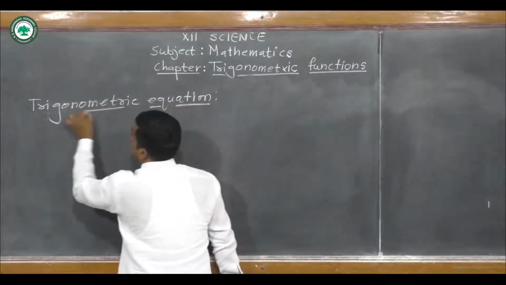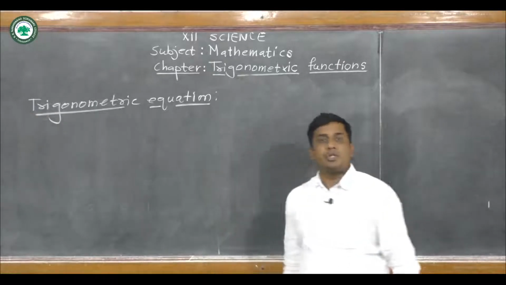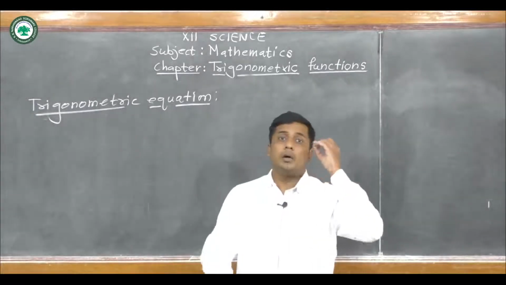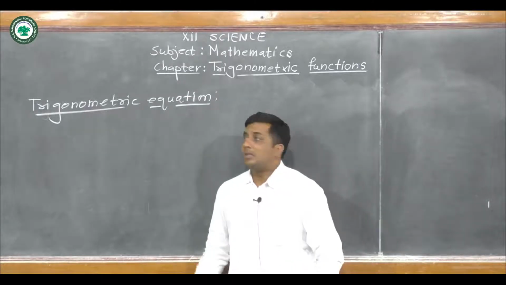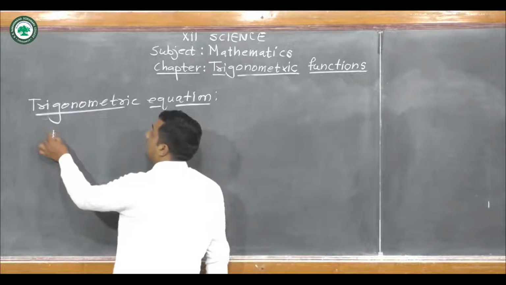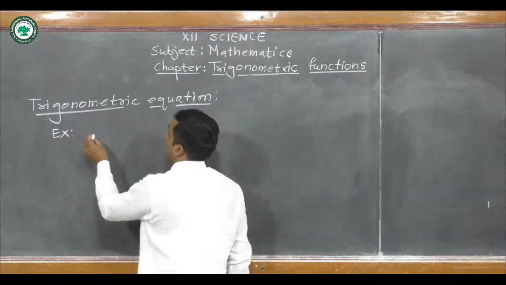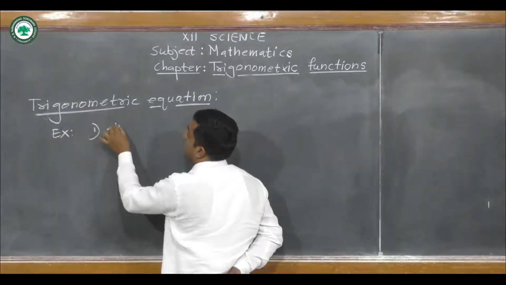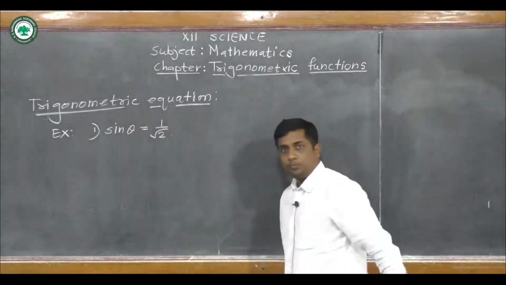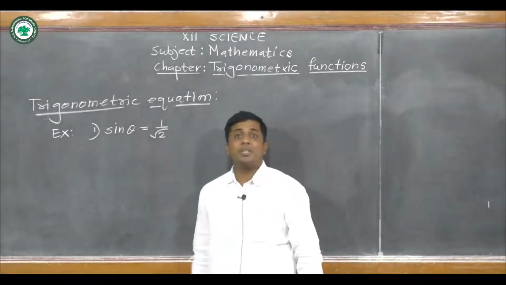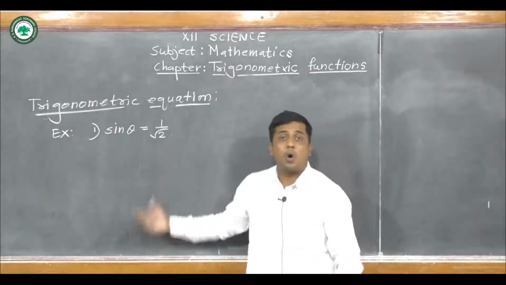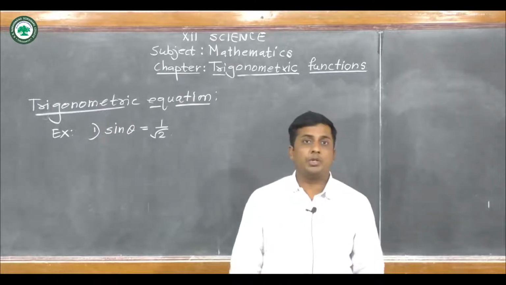An equation involving a trigonometric function is called a trigonometric equation. Let us see an example. First we consider sine theta is equal to 1 upon root 2. In this equation the trigonometric function sine is given, so this is called a trigonometric equation.